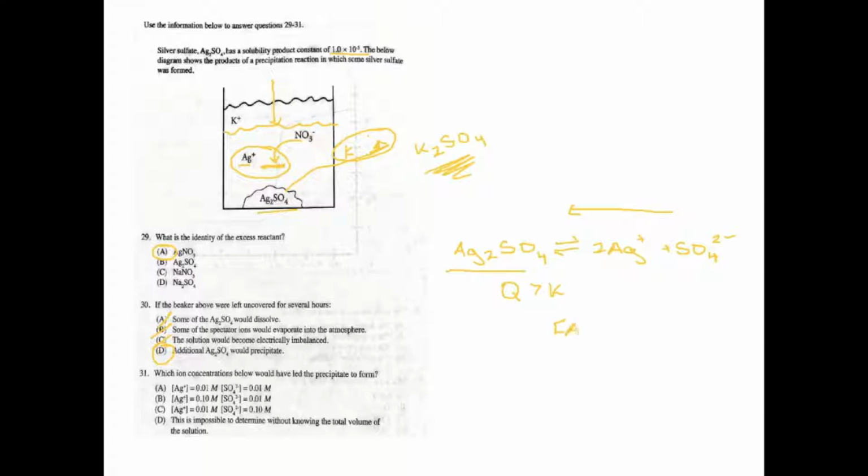So remember, you're going to have Ag+ squared times SO4 2-. Okay. Plug in all of these values, and the Q you get needs to be less than 1 × 10 to the negative fifth. Well, when I did this, and I did the math for this, when I did A, I got 1 × 10 to the negative fourth.